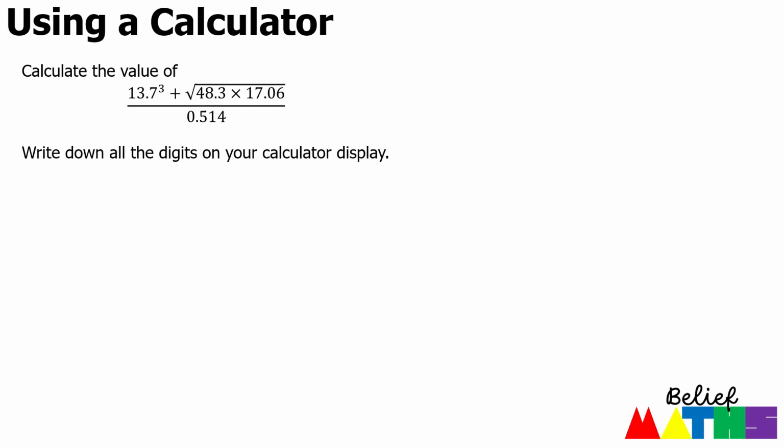And if you put all of that into your calculator, and I encourage you to try this now, press equals, you should get an answer of 5,058.47931. They've asked you to write down all the digits on your calculator display. That's all of our digits. And then the follow-up question might be rounded to one decimal place, two significant figures, etc. But in this case, all we have to do is write all the digits from our calculator display.